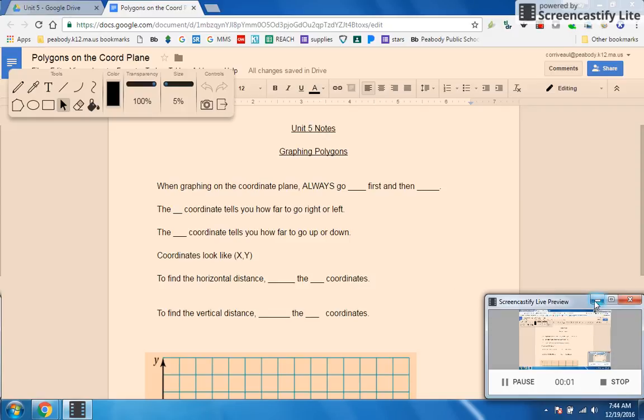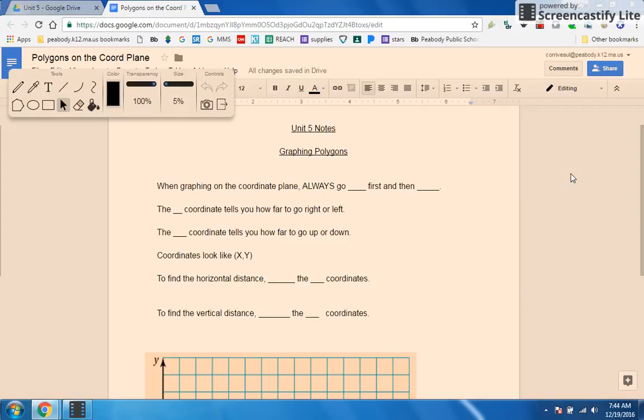So now that we know how to figure out the area of different polygons, we're going to practice putting them on coordinate planes and seeing if you can figure out the areas from them. So some basic steps when you're going over how to graph points: when you're graphing on the coordinate plane, you always go right first and then up.